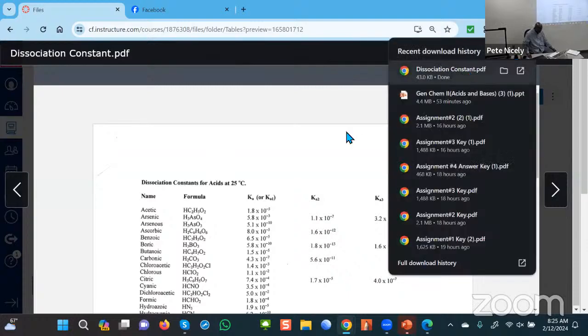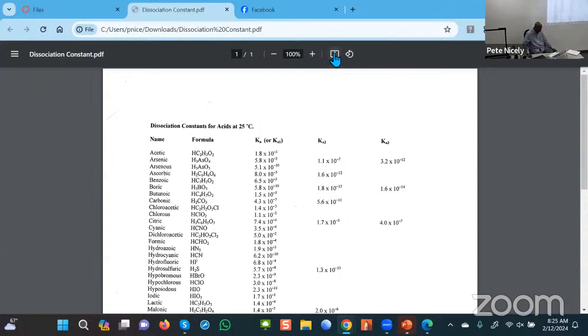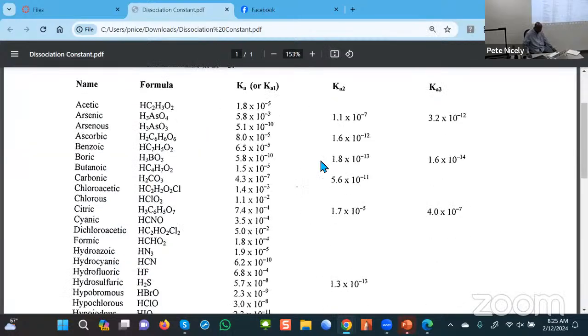Weak acids and weak bases and their dissociation constants. And I just want to point out, for example, for acetic acid, it's 1.8 times 10 to the minus 5. You'll notice in the case of arsenic acid, there are 3 Ka values. And the reason why is that arsenic acid has 3 hydrogen ions that it can give up stepwise, right?